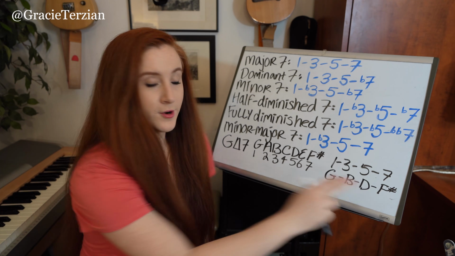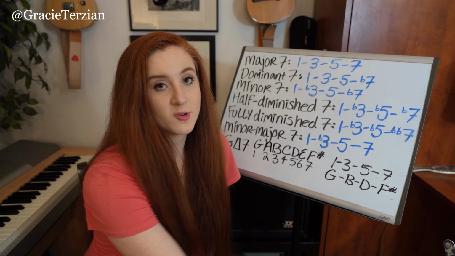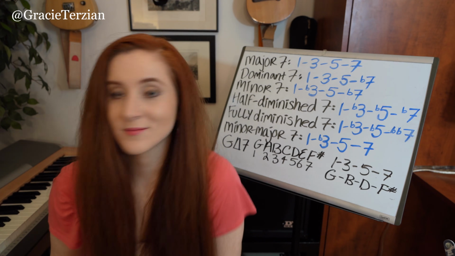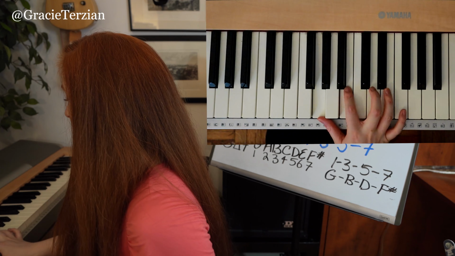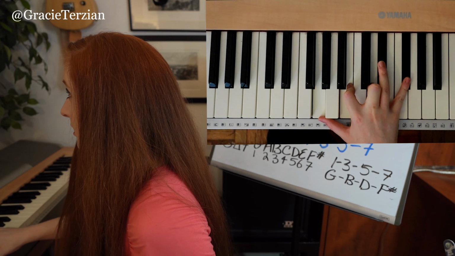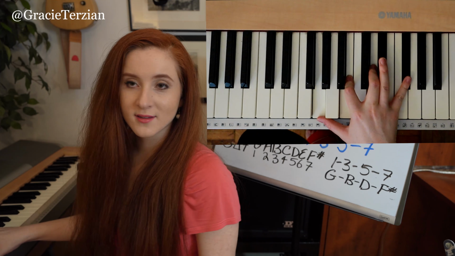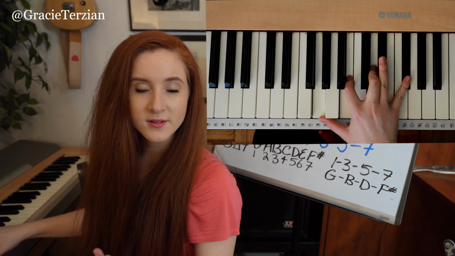If you play those four notes in any order on any instrument, you will be playing a G major 7 chord. This is what it sounds like. G, B, D, F sharp. And you can kind of hear how it sounds similar to the C major 7 chord, right? Because any major 7 chord is going to have the same sound, if you will, because the distance between each of the notes is the same.